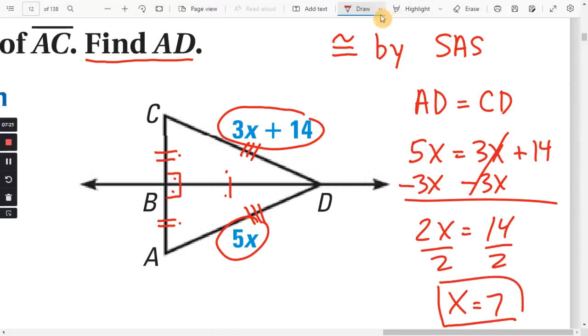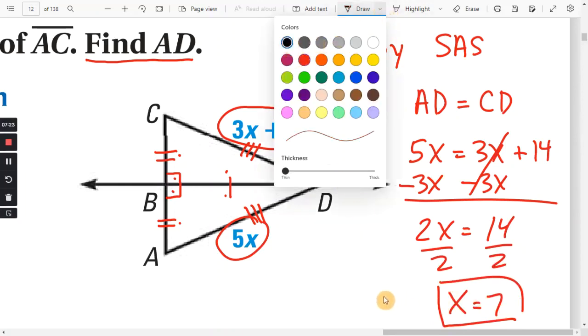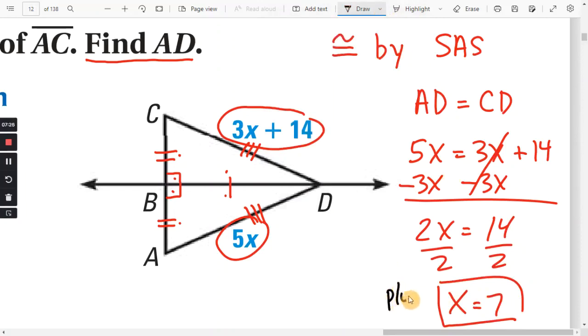All right. So once you have that 7, you just want to plug in. They said AD, so that's this one right here. We're just going to plug in the 7 in place of x. So you put 7 right there. Of course, 5 times 7 is just 35. So that's this side here. That's AD.